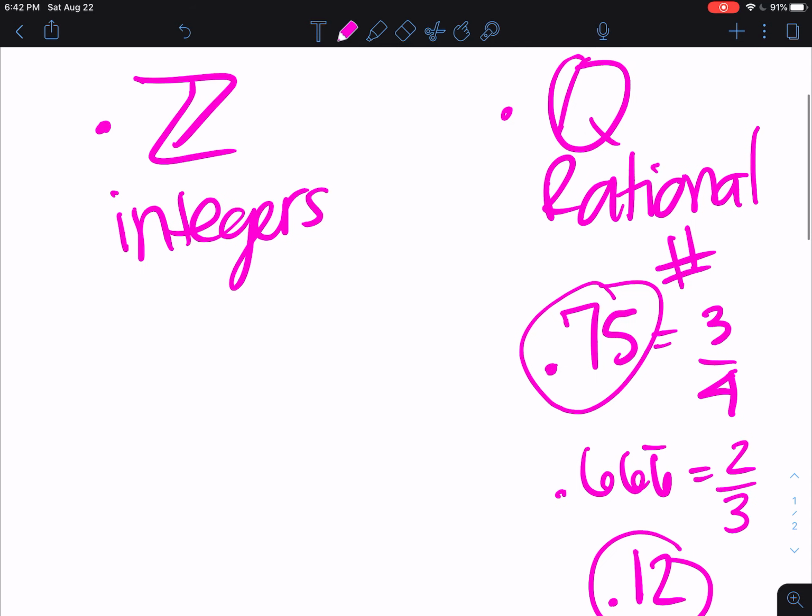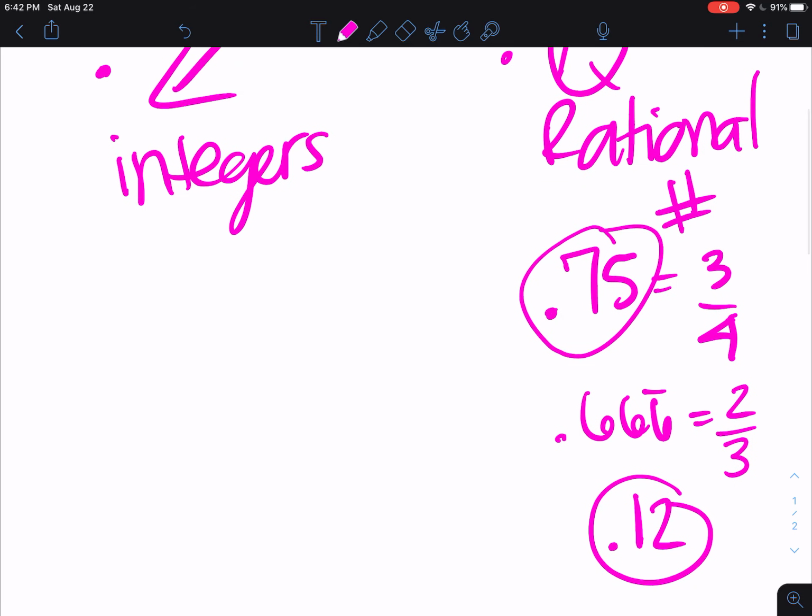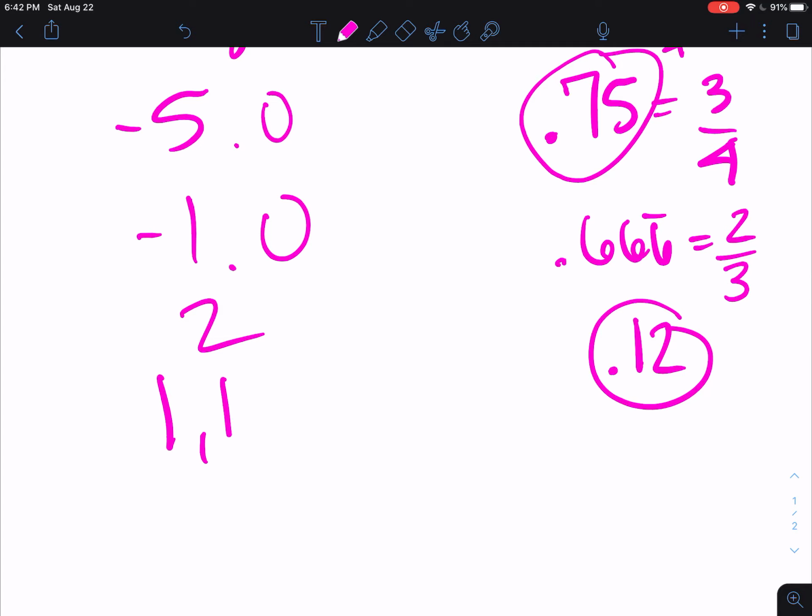So it's a quotient. Integers are just the whole numbers, so anything that has a decimal of just 0.0. So -5, you can add 0.0. -1, 2, 1,192. I don't know, okay?